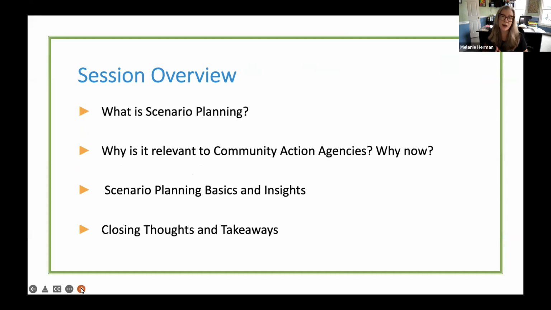So in terms of what I'm going to cover today, I've divided the content into 4 sections. We're going to start by looking at a few definitions of scenario planning. As you'll see, I haven't just chosen one, I've chosen several to show you. There are many different ways to define scenario planning, and I want to explore a few. And then I want to jump in and think about why scenario planning is relevant to community action agencies and why it's especially relevant right now.